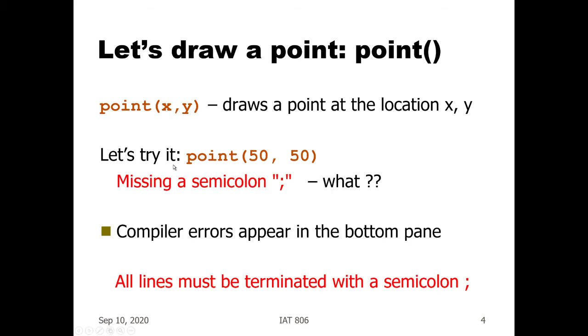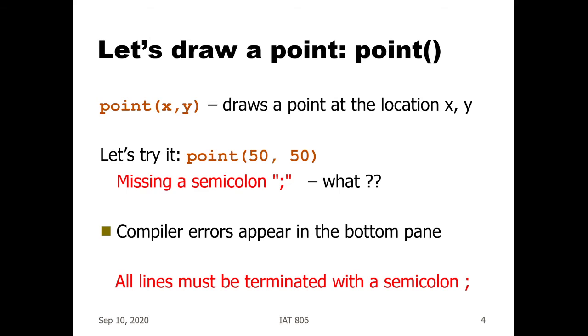Again, in the slides, we see what would happen if you typed in point(50, 50) without the semicolon. You get an error pop up in the Processing window, and what I'm saying in the slides is just a textual reminder of what I just demonstrated: compiler errors, errors that can be detected by the Processing system, appear in the bottom pane, and they keep appearing there until you fix them.